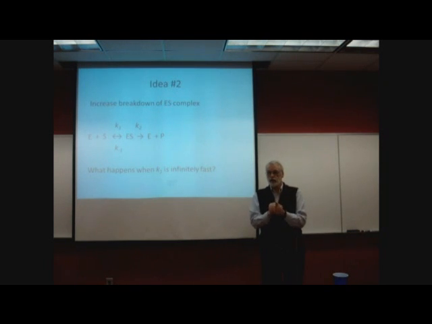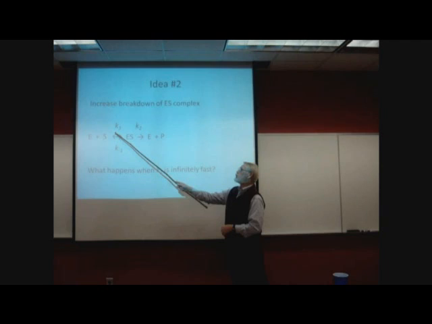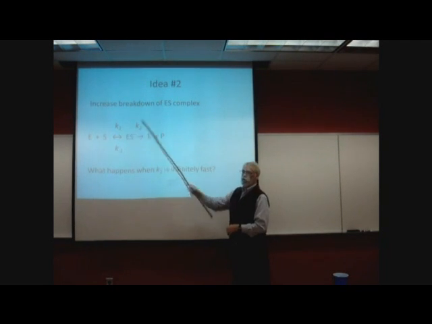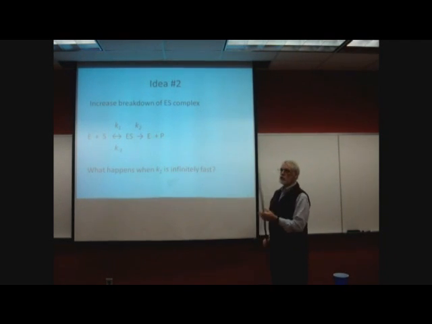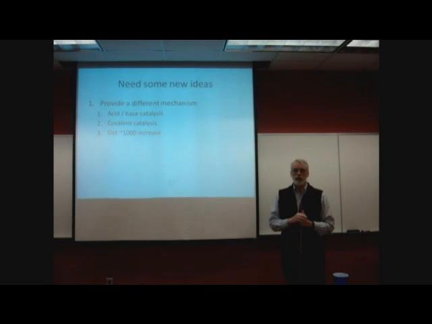If we make the chemistry part very, very fast, we are still limited by the time it takes for the enzyme to migrate to the substrate. Which means if we make this infinitely fast, we're still slowed down by A1. So it doesn't help us to go any faster than that. So these aren't very good ideas. We need some new ideas.